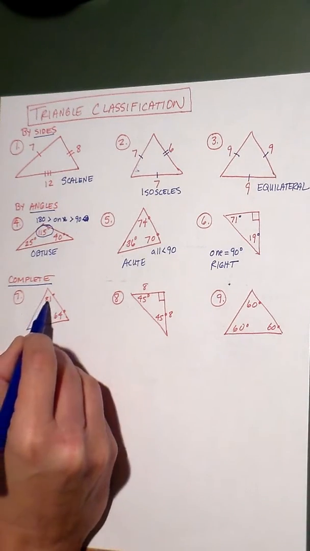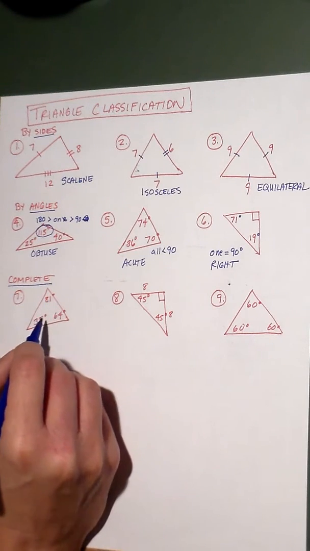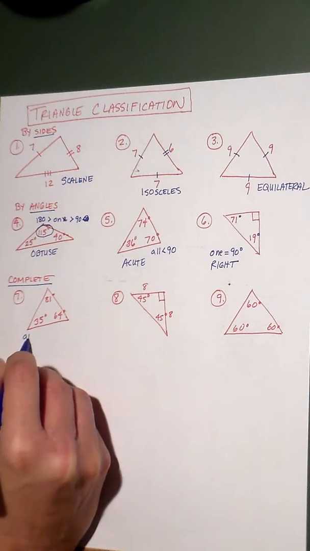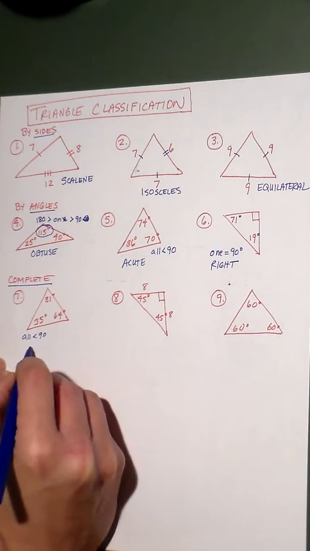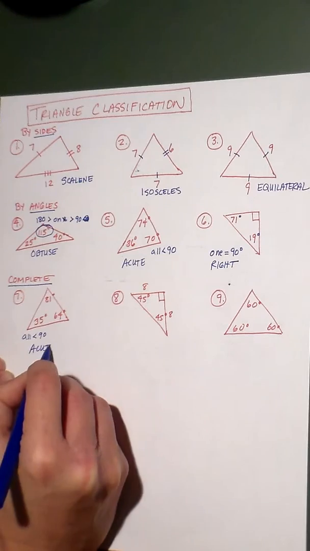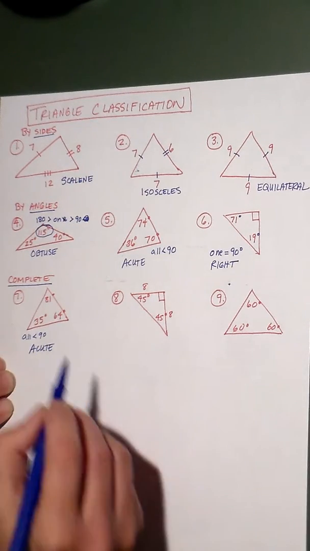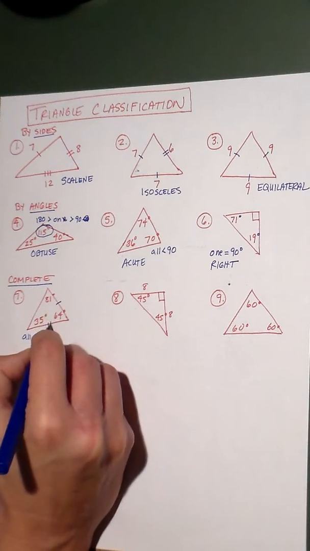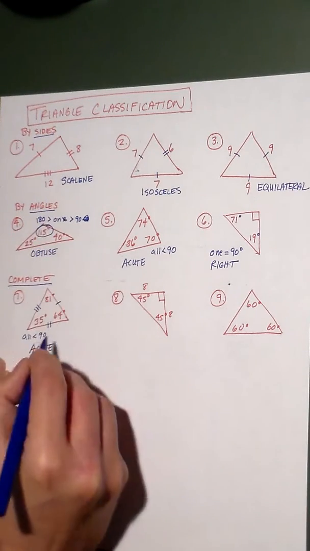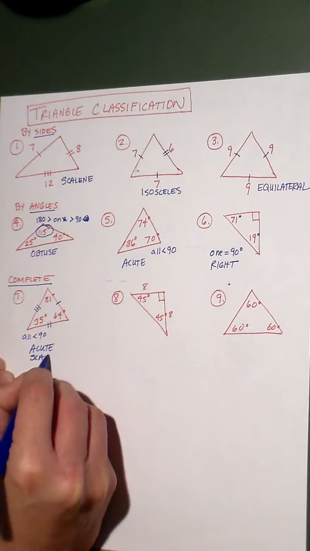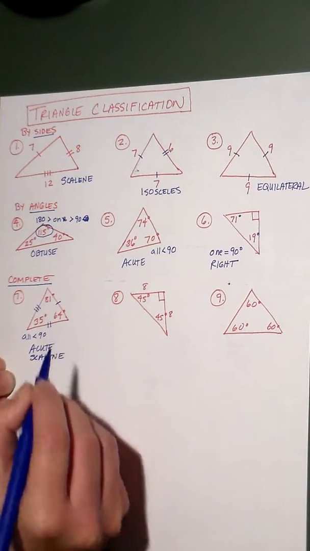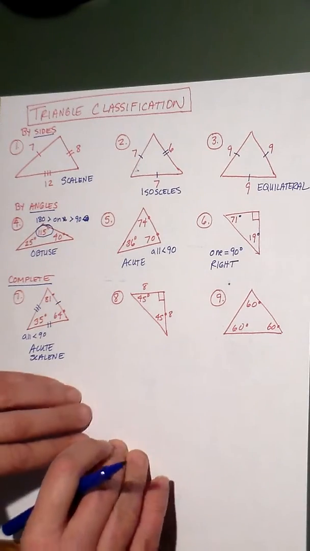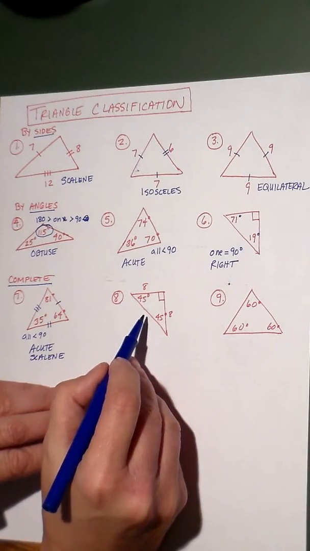So, first of all, let's look at the angle name. I've got an 81, a 35, and a 64, okay? All are less than 90, so this is going to be acute. Now, because all of the angles are different, that tells me all the sides are different, and that is a scalene. So this is an acute scalene triangle. If I asked you what kind of triangle this is, you would tell me, oh, it's an acute scalene, okay?